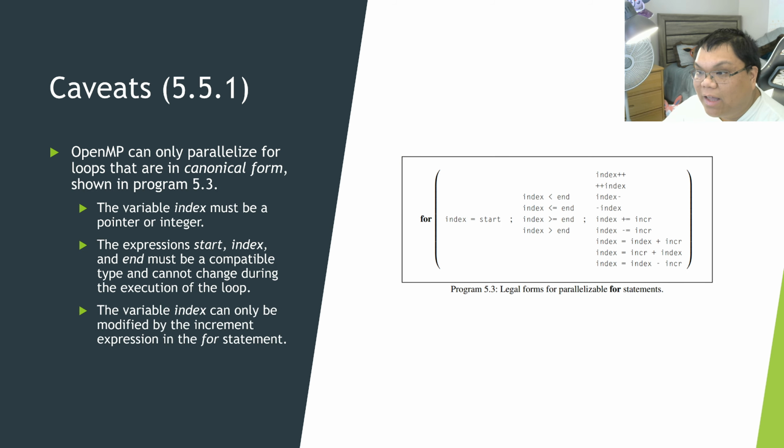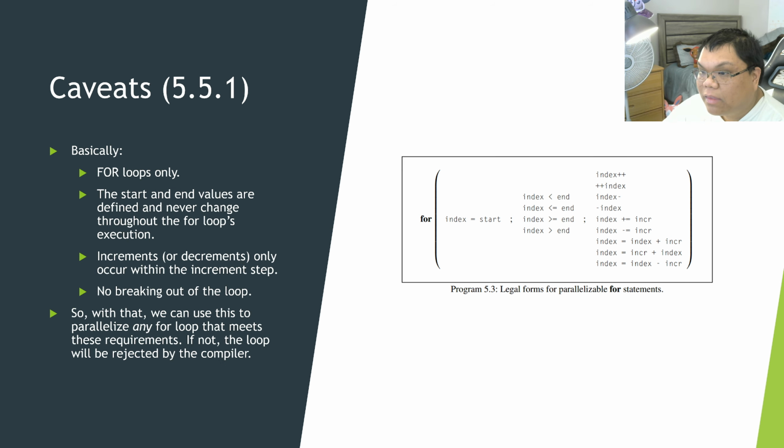OpenMP can only parallelize for loops that are in canonical form. So we have a defined start value, we have a defined end value, and increments only happen in this part of the for loop, the increment step of the for loop. Basically, the start and end values are defined, and they never change throughout the for loop's execution, increments can only happen within the increment step, and there is no breaking out of the loop. If any for loop fails to meet these conditions, it's going to be rejected by the compiler.